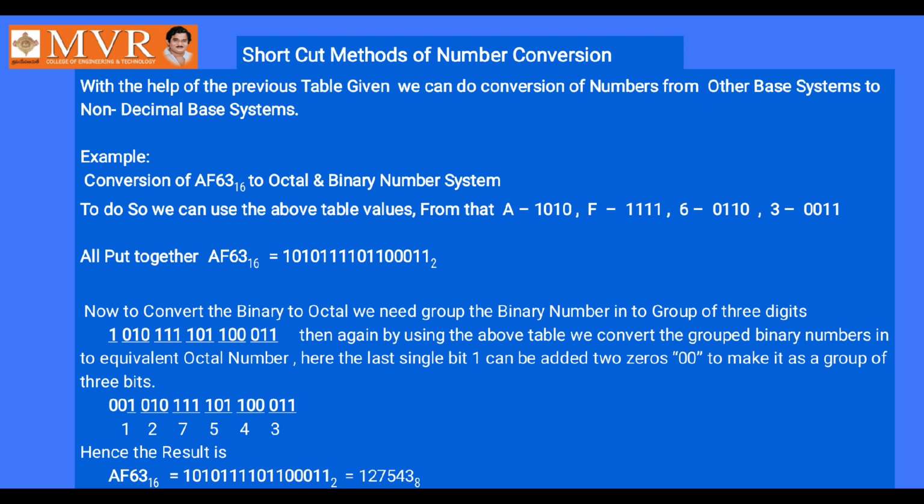After that, you write the equivalent octal values. That is first 001. You added zeros, 2 zeros I told you. So 001 is 1, 010 is 2, 111 is 7. I told you, you are not supposed to read 111 as one hundred eleven: 111 is 7, 101 is 5, 100 is 4, 011 is 3. Hence the result of AF63, that is hexadecimal, is equal to 1010, 1111, 0110, 0011 of binary and is equivalent to 127543 base 8, that is octal.